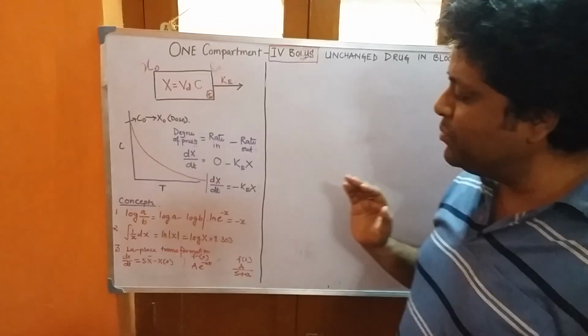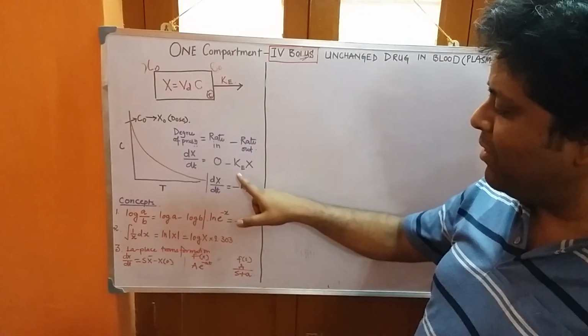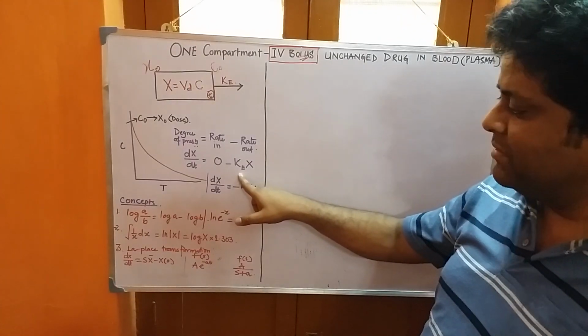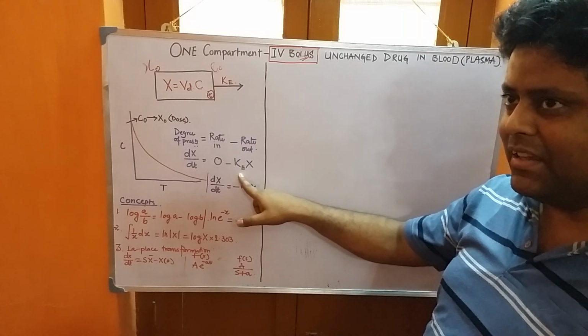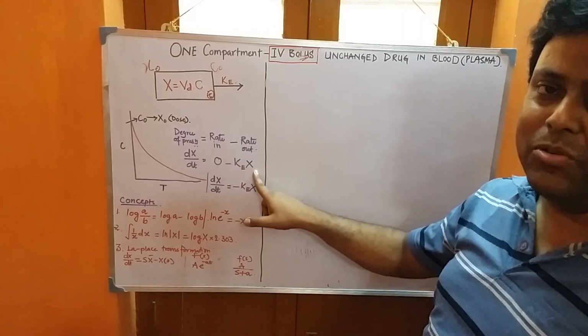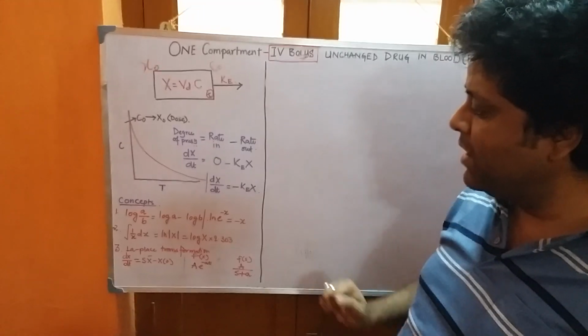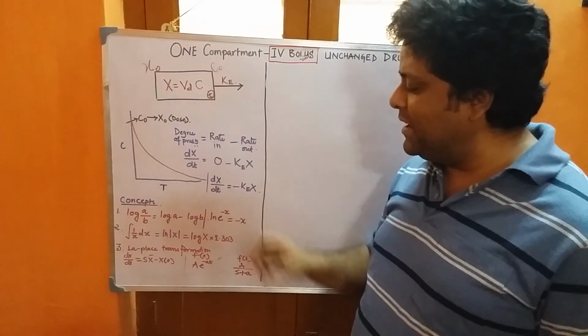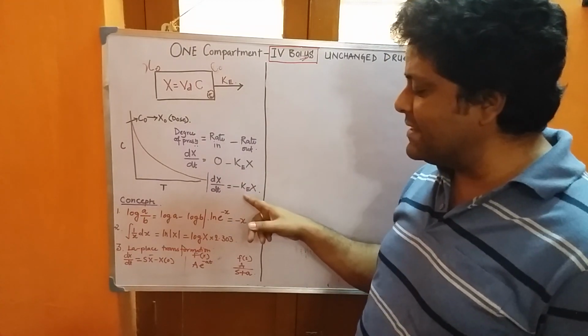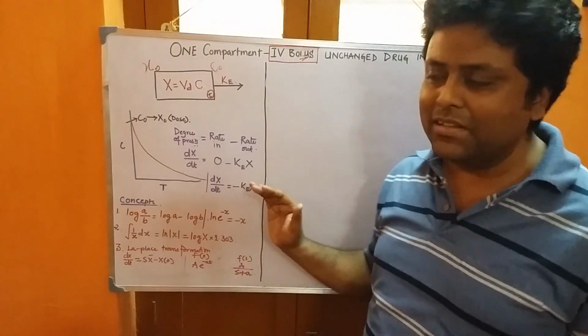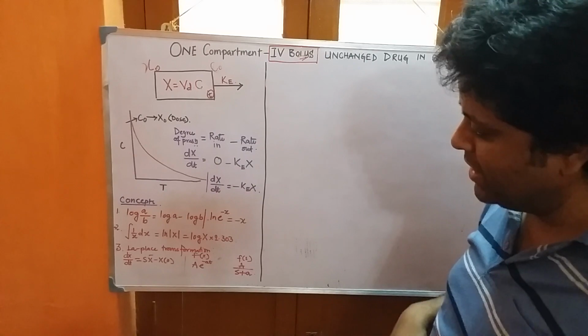Rate out process depends upon the Ke, that is the first order rate kinetics of elimination, and the amount of the drug, that is X. So this is the rate out process. So we can write dx by dt equals minus Ke X. So this is our preliminary equation.